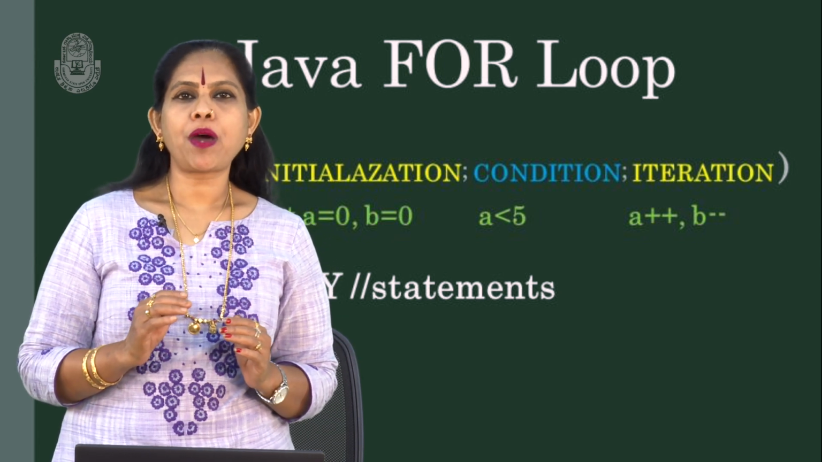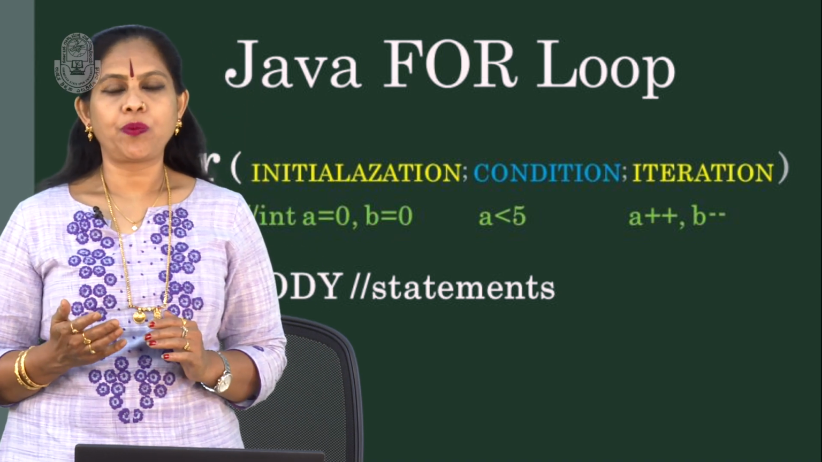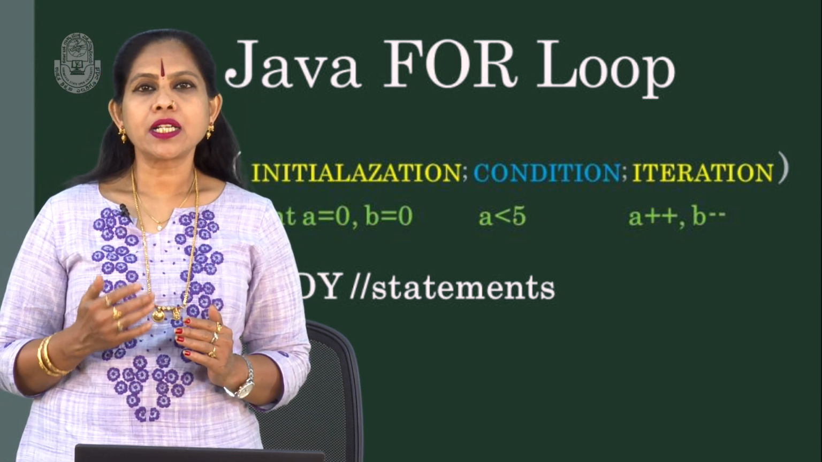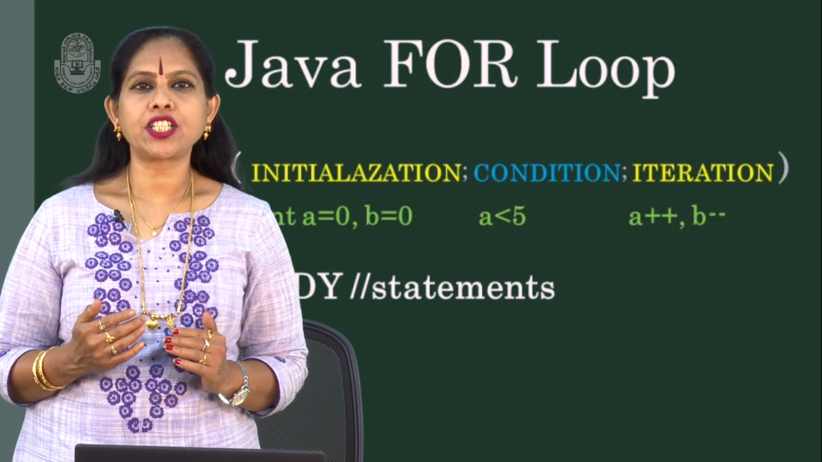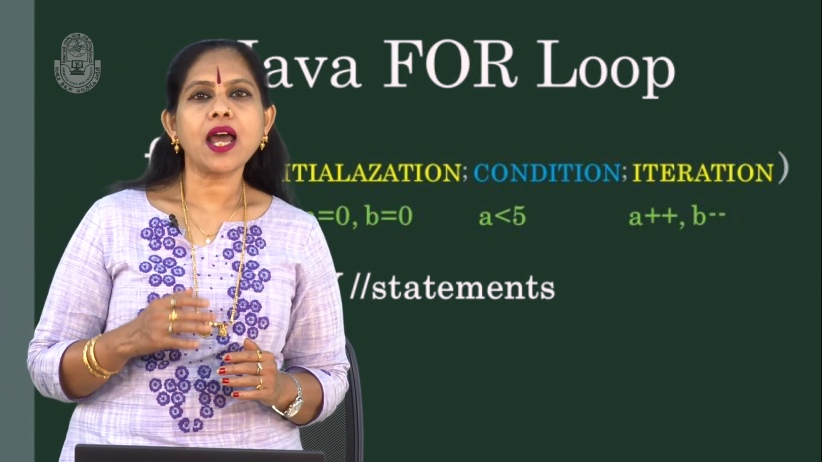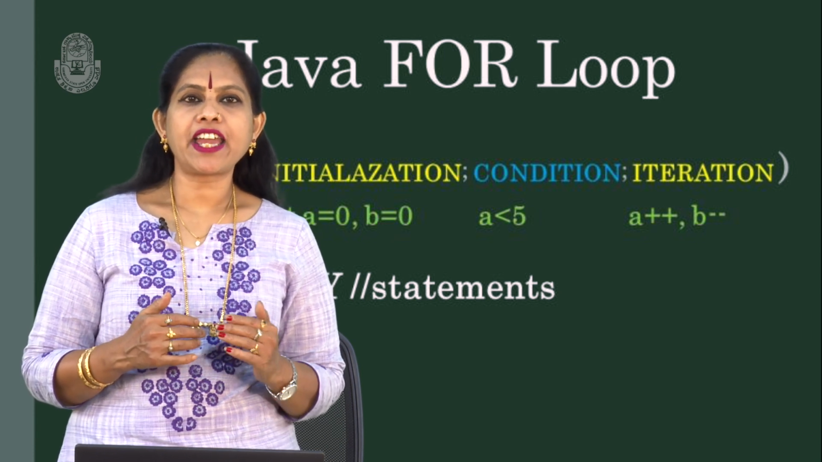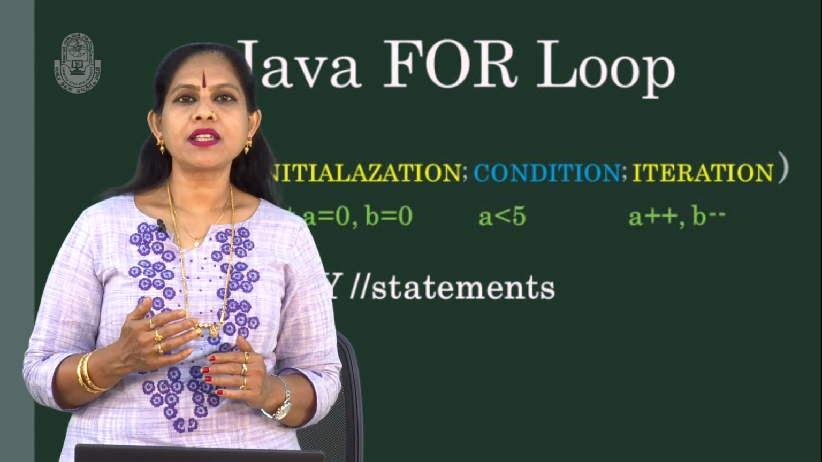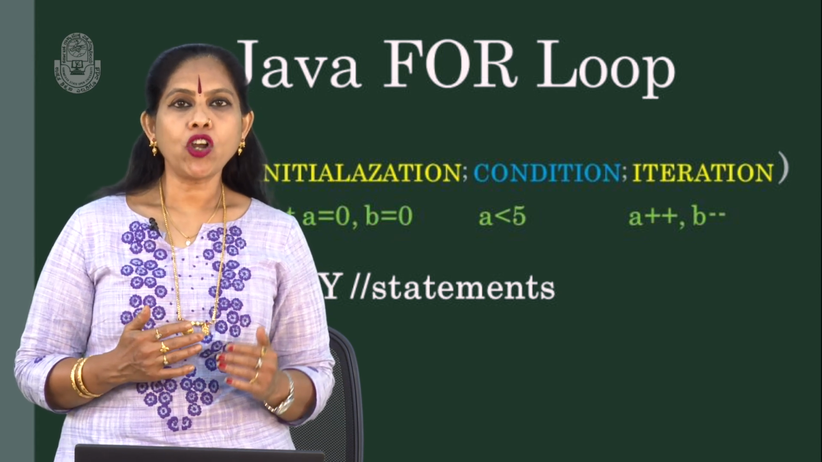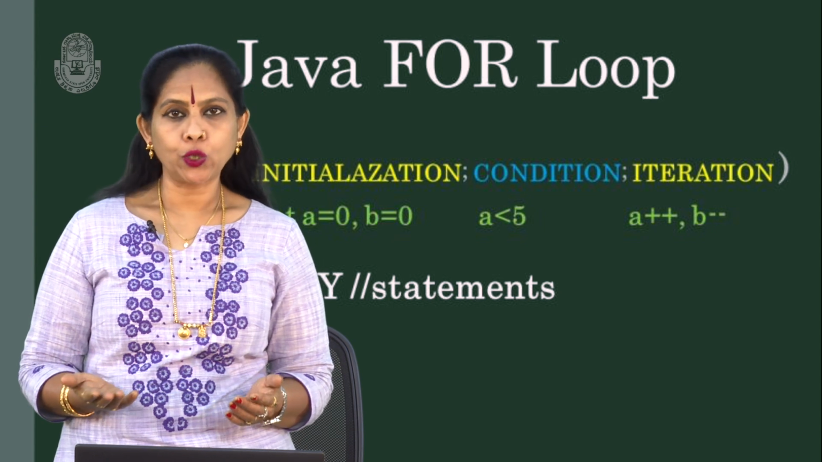In the first part, a variable is initialized to a value. The second part consists of a test condition that returns only a boolean. The last part is an expression evaluated every time the loop is executed. The following example depicts the usage of the for loop.